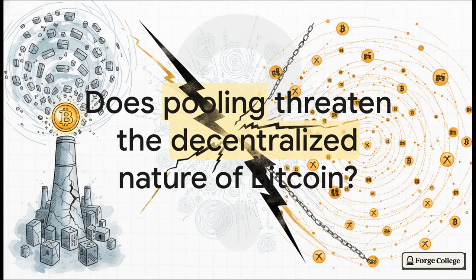If pooling requires centralized coordination to smooth out this variance, does the economic reality of the lottery ultimately threaten the decentralized nature of the network itself? It's a massive debate, and it continues to shape the ecosystem today.